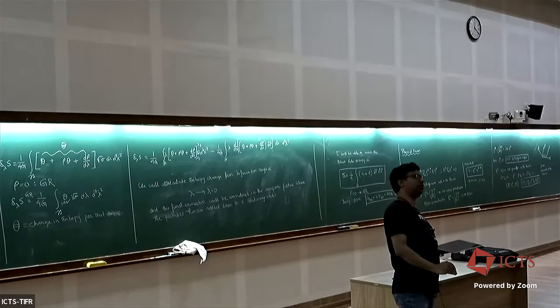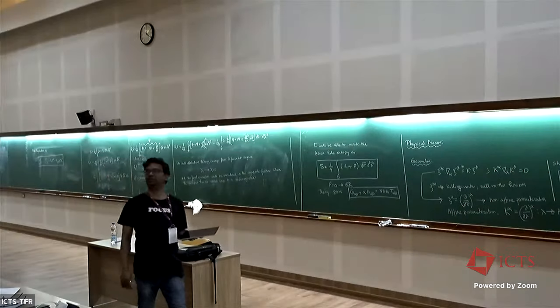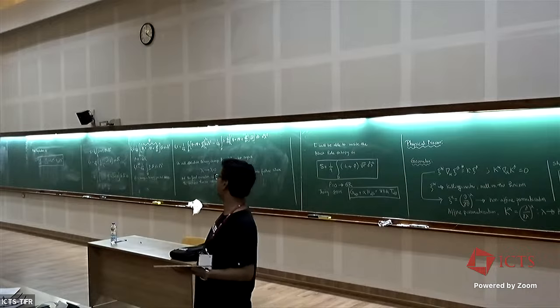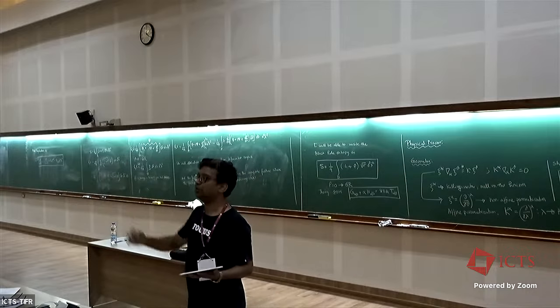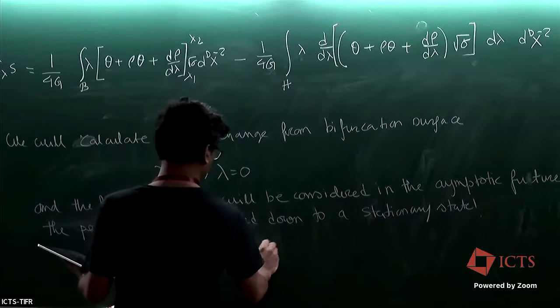I am trying to evaluate what the area change is between these two cross sections, these two times. This is sometimes called an integrated version of the physical process first law, where I'm trying to understand the total entropy change if I integrate from the bifurcation surface to the end of the perturbations. In that case, both the boundary terms I can set to 0. So boundary terms do not contribute.